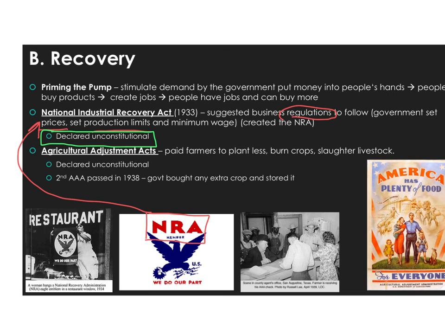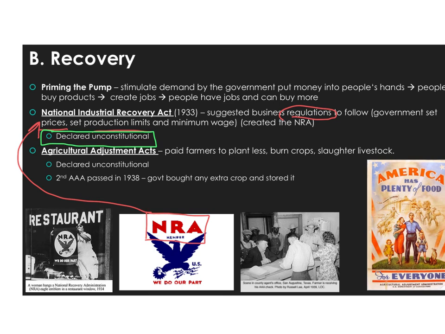And then FDR has this other idea to help the farmers out. The Agricultural Adjustment Act paid farmers to actually plant less, to burn their crops, slaughter their pigs. And you're thinking, why are you doing this? There's people starving back east. Why are the farmers doing this in the west? With supply and demand, this whole idea that the more of a product you have, the less it's worth. So literally at some point, it was costing farmers more money to raise pigs than to have them slaughtered and sold. Like they're losing money.